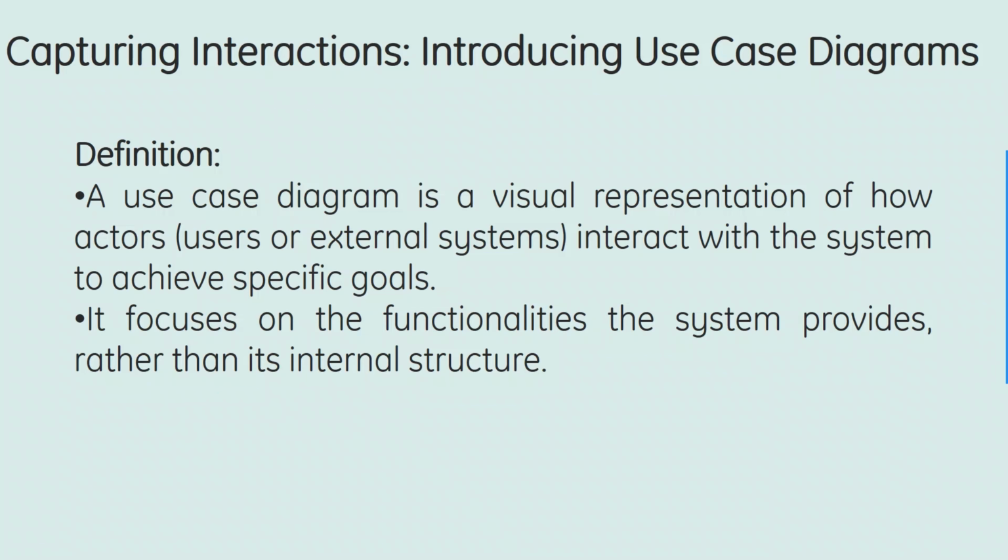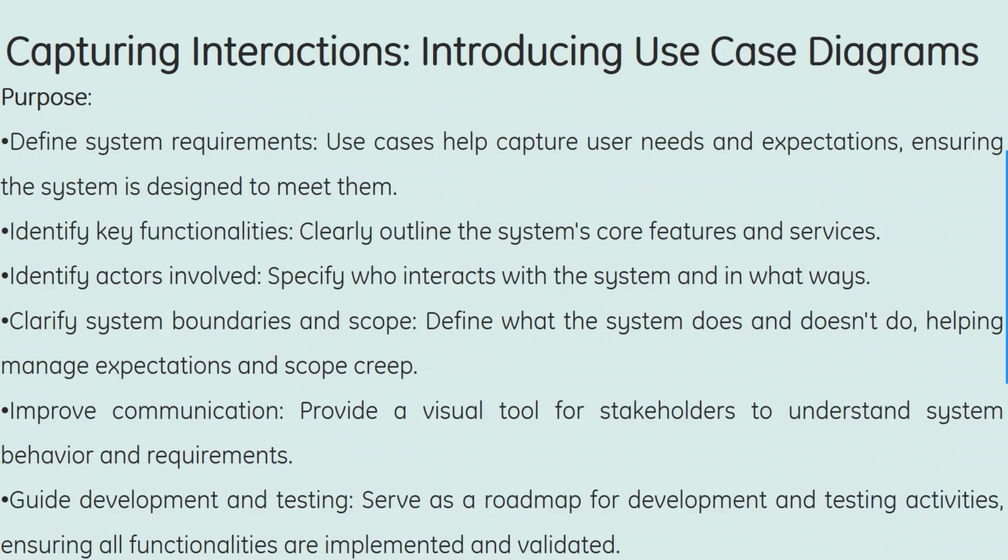Next, we can capture the interactions, which includes use case diagrams, the second type of UML diagrams. A use case diagram is a visual representation of how actors interact with the system to achieve a specific goal. It focuses on the functionalities the system provides rather than its internal structure.